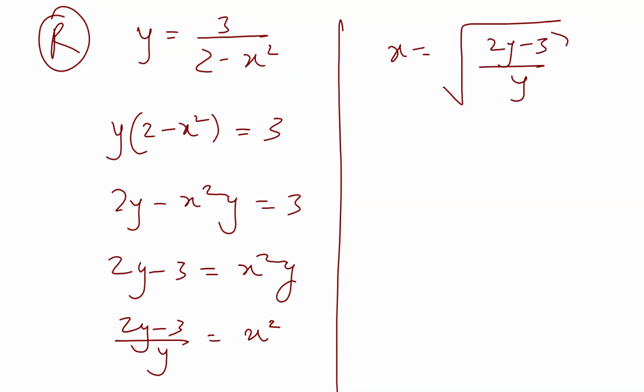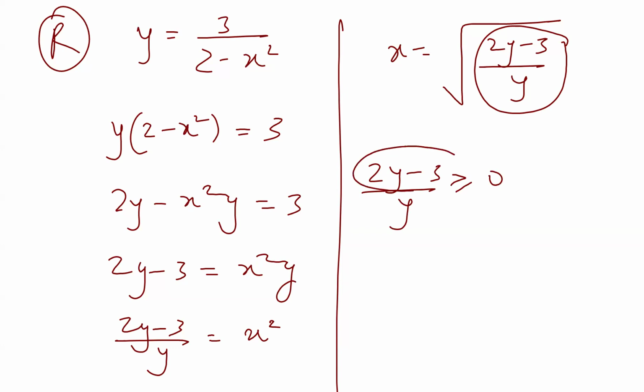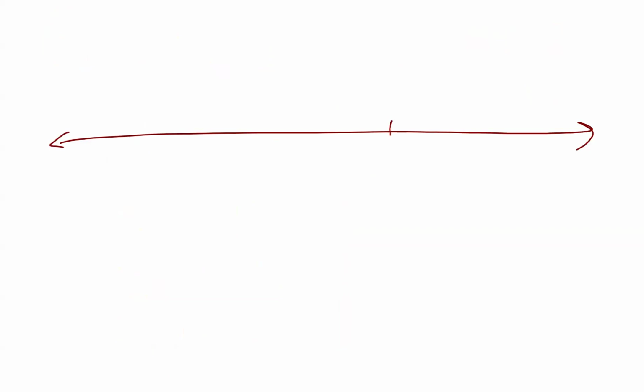Now the inside part over here has to be greater than or equal to 0, because it is under the root. We need to find the critical values. Equate this to 0, you'll get y is 3 by 2. And equate y to 0, you'll get y is 0. So 3 by 2 and 0 are the critical values over here.